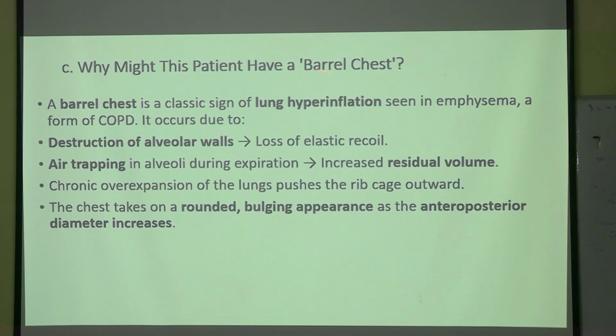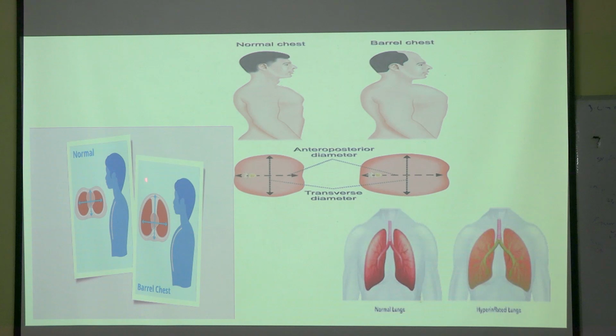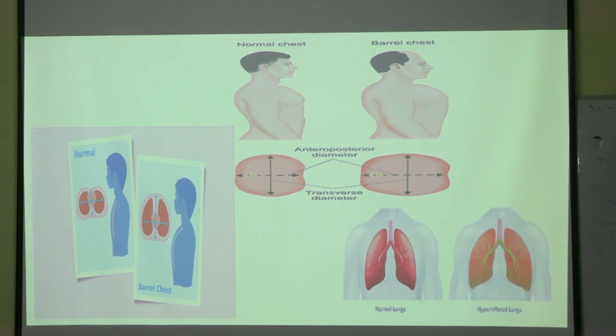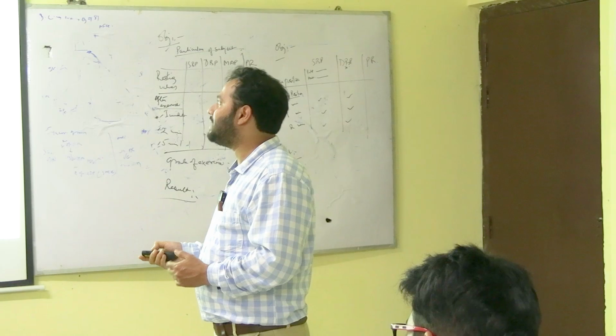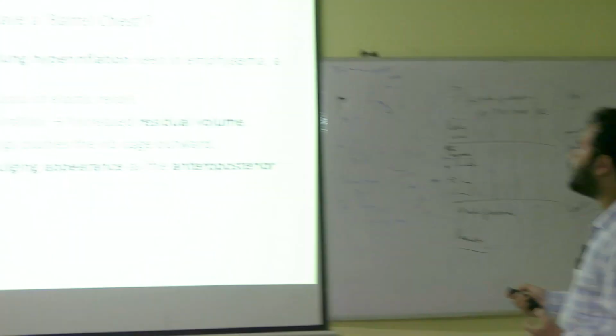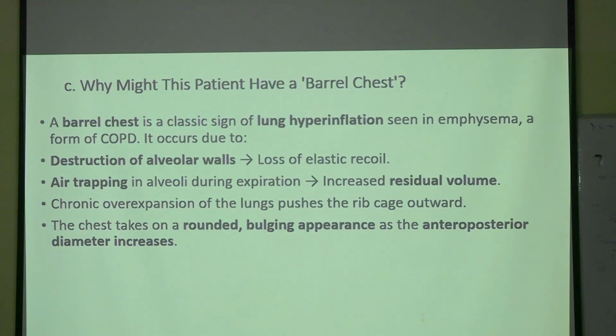Now, another important feature of the barrel chest is that chronic over expansion of the lungs pushes the rib cage outwards. The chest takes on a rounded, bulging appearance as the anterior posterior diameter changes. That is, there is an increase in the anterior posterior diameter of the chest. Mainly the anterior posterior diameter increases. So these are some important physiological things that are related to the development of the barrel chest in obstructive lung disease.